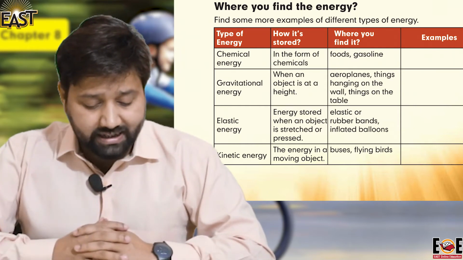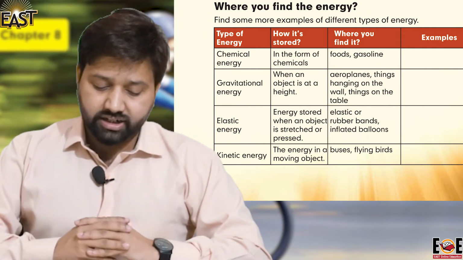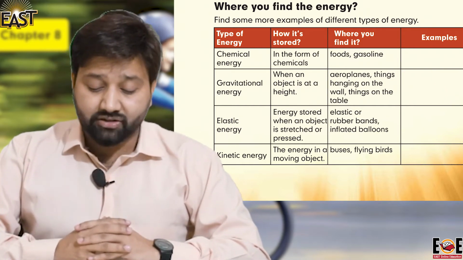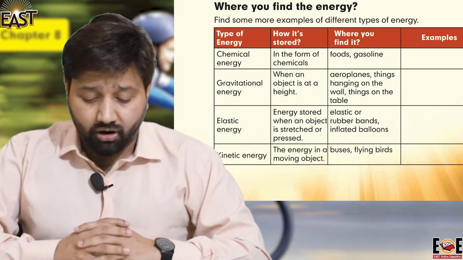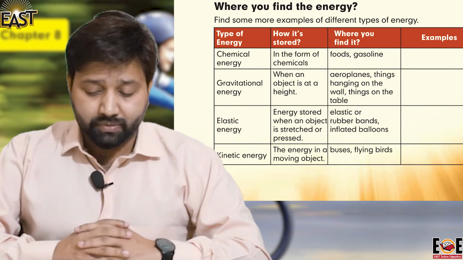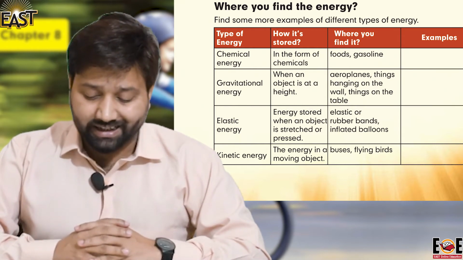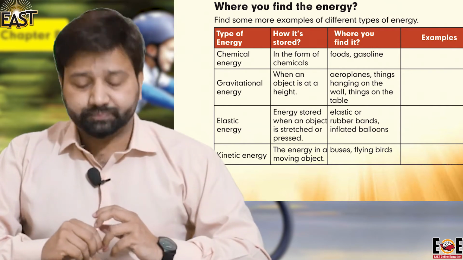Third is elastic energy. How it's stored? Energy is stored when an object is stretched or pressed. Where you find it? Elastic or rubber bands, inflated balloons. And examples of this energy are a spring mattress and a bow.